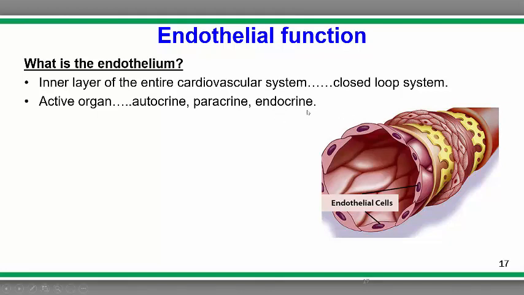An endocrine function refers to the production of a chemical or compound by a cell that will affect the function of a distal cell in the body. And the only way that that compound can get to the distal cell is being secreted into the blood and traveling through the cardiovascular system. So the endothelium is made up of cells that actually carry out all three functions.